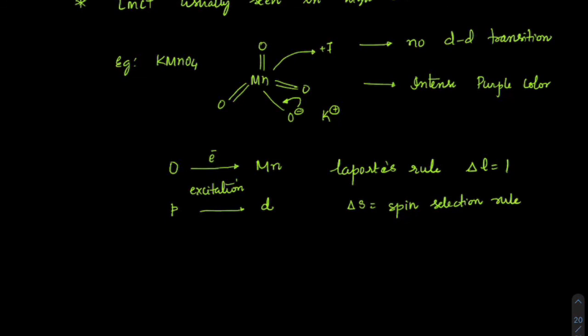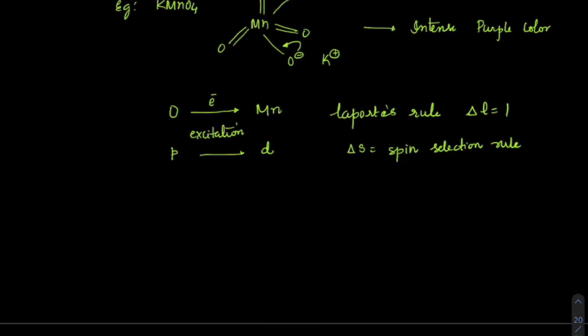Okay, so hence we can say it has an intense color. Is this clear, beta? Right? So जब दोनों ही rule follow कर रहे, so then we will have intense color. I hope now you understood. DD transition बहुत अच्छा color नहीं देता है. The reason is it is Laporte's forbidden. But LMCT will always give very intense color because Laporte's rule is followed. Okay.